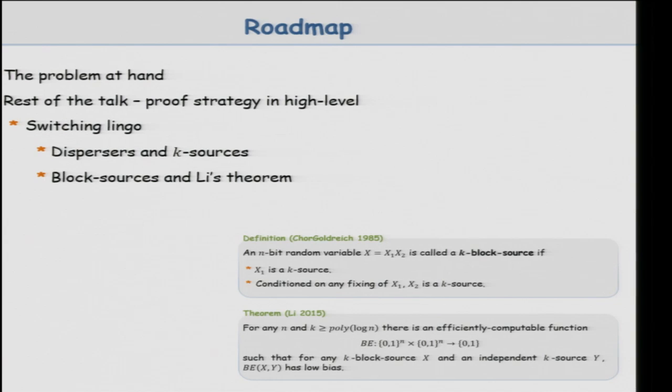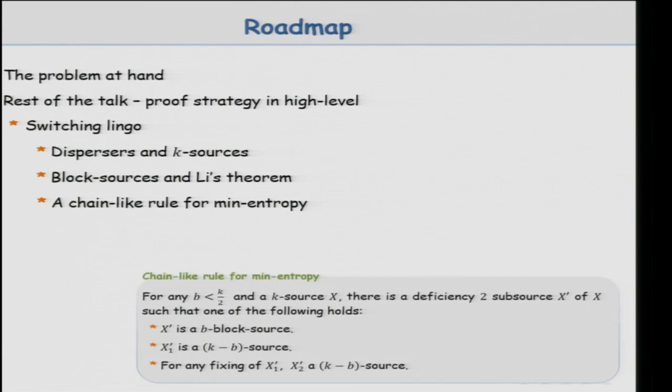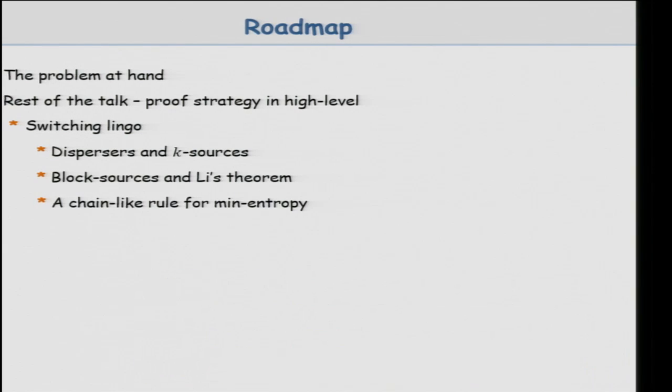And so Lee says that if you have two sources, one of which is a K block source and the other is just a K source, then you can efficiently output a non-constant, even slightly unbiased bit, or even a very unbiased bit actually. And we talked about the chain rule for min-entropy, namely that we just did it. So any K source has a low deficiency subsource that behaves nicely. Either it's a block source with parameter B, think of B as small but not too small, or in the other case, one of the halves steals essentially all of the entropy.